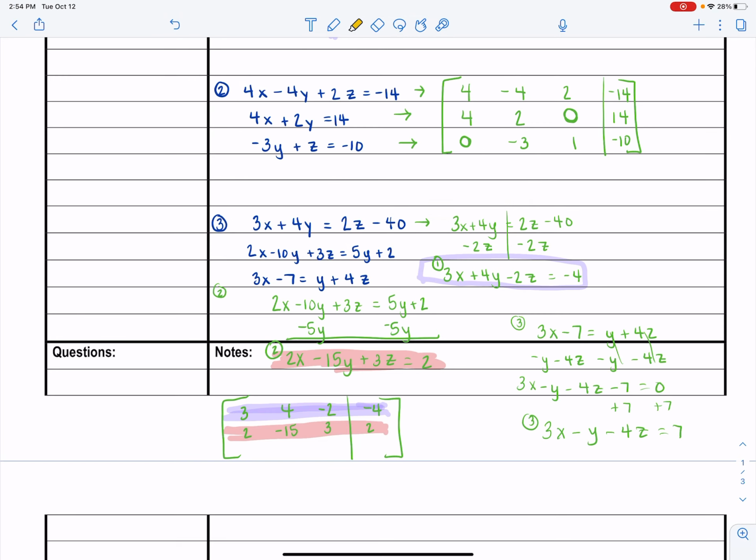My third equation is going to go here. I've got 3 for x, negative 1 for y, negative 4 for z, and it all equals 7. So again, all you're doing today is taking the equations that you're given, rearranging them so you have x and then y and then z and then an answer, and then putting them into a matrix. That's it.